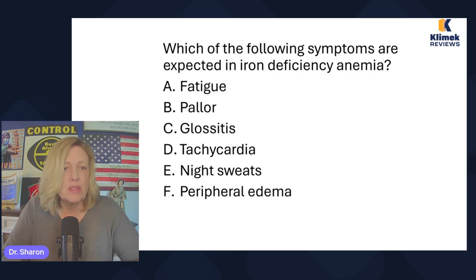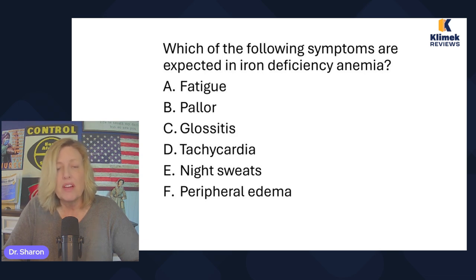Which of the following symptoms are expected in iron deficiency anemia? So symptoms. All right: fatigue, pallor, glossitis, tachycardia, night sweats, or peripheral edema. So let's do the same thing. Fatigue is a symptom of iron deficiency anemia. Well, that makes sense. It's a symptom of anemia, so fine. Pallor is a symptom of iron deficiency anemia. Yes, any type of anemia would have pallor.